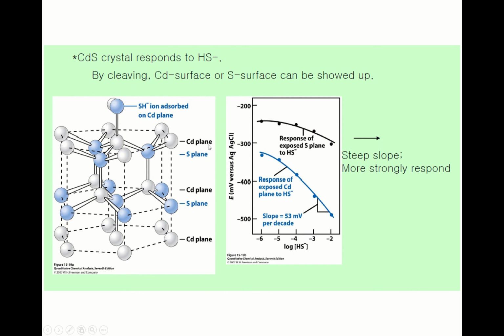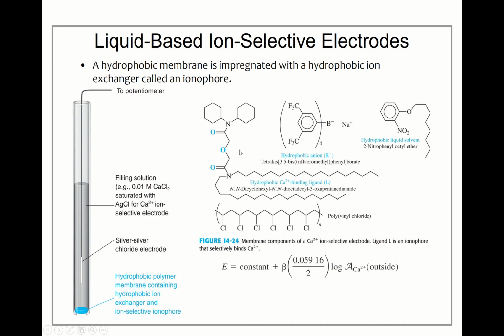Depending on which surface is exposed, the response is different. When the sulfur plane is exposed, the potential change with respect to hydrogen sulfide concentration is not big. But when the cadmium surface is exposed, it is very sensitive to hydrogen sulfide ion. The steep slope is more desirable, since it responds more strongly. Okay, let's stop here.